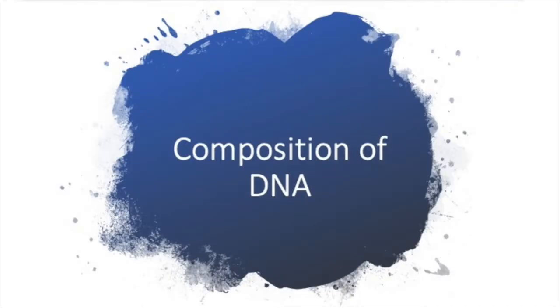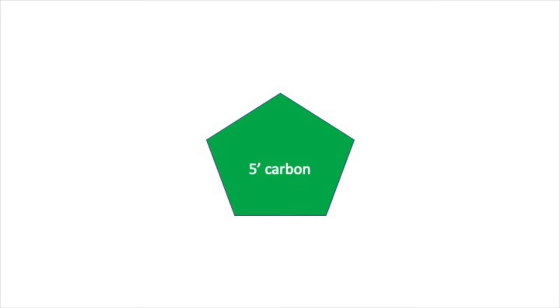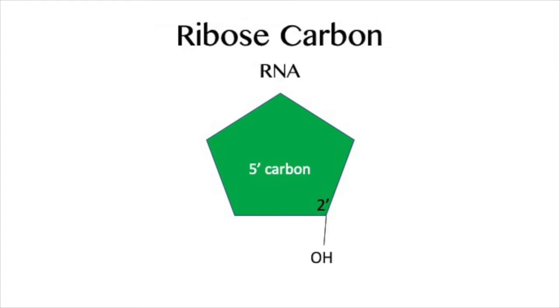First, let's talk about the composition of DNA. DNA is composed of nucleotides, which include a 5' carbon sugar, a base, and a phosphate. The sugar helps distinguish if a strand is RNA or DNA. DNA has deoxyribose. You can tell by the hydrogen attached to the 2' carbon, while RNA contains ribose that has an OH at the 2' carbon.